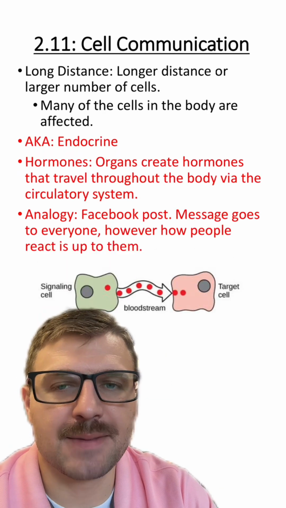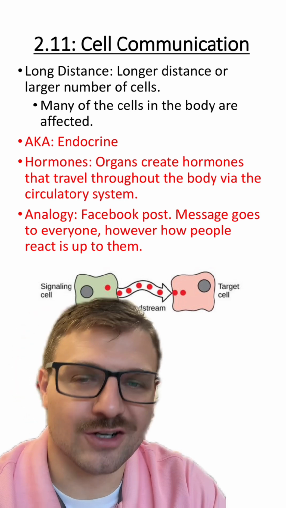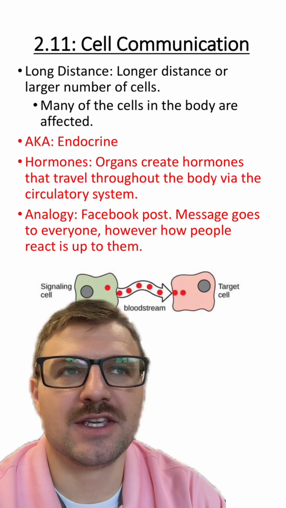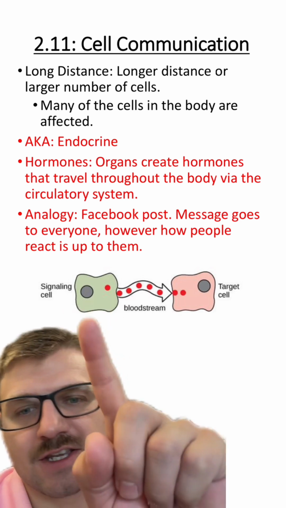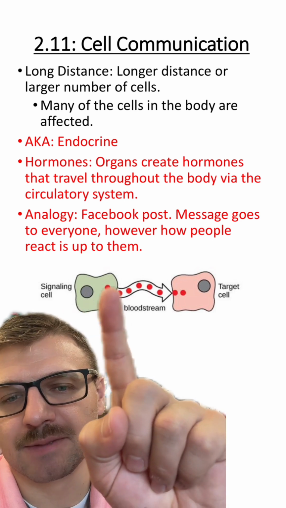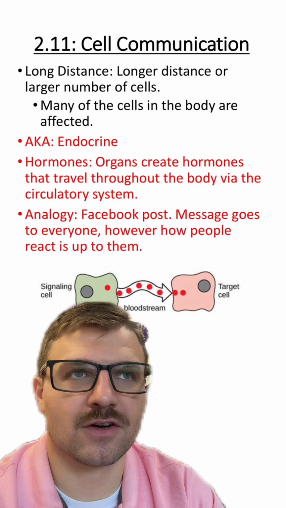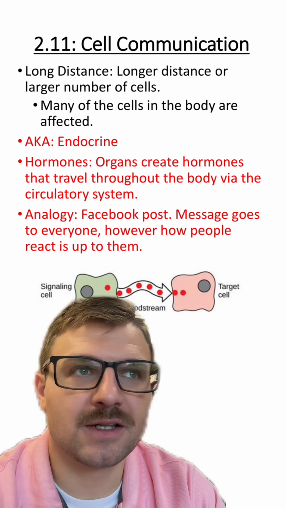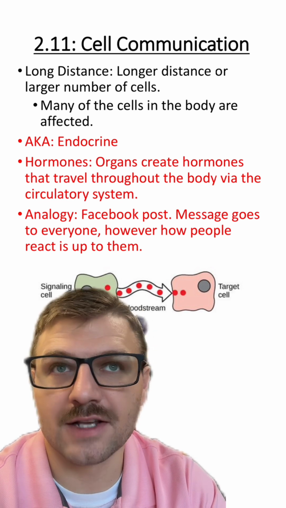Our last main type of cell communication is something called long distance. This is again going to occur over a longer distance. Typically, this goes through the circulatory system, but it's going to go from one part of the body to another. So you can see our signaling cell here is going to send the signaling molecule through the bloodstream to a target cell. You might hear this referred to as the endocrine system, but typically these use hormones to create some cellular response across the body.